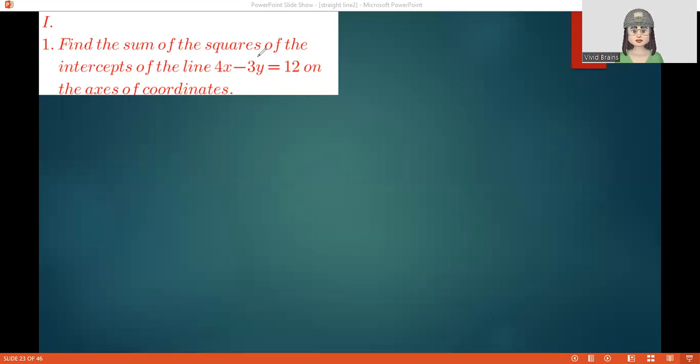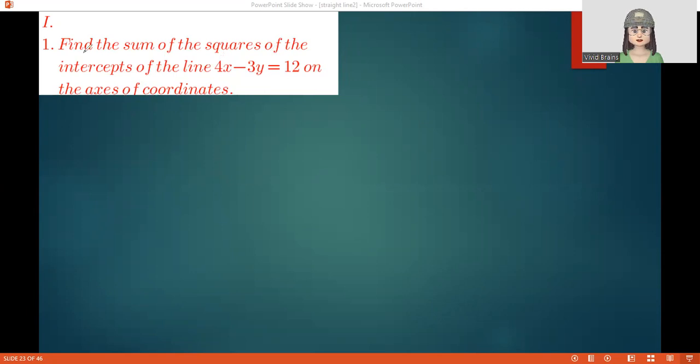The question goes like this. Find the sum of the squares of the intercepts of the line 4x minus 3y is equal to 12 on the axis of coordinates. Here, find the sum of squares of the intercepts of the line.